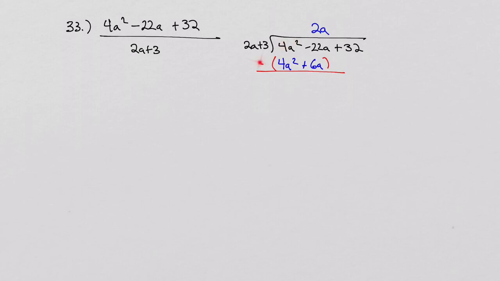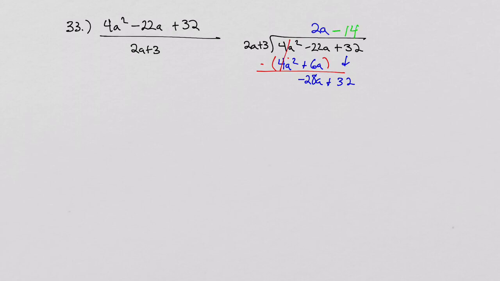So 4a squared minus 4a squared, those are going to cancel, and that's by design. Then we've got a negative 22a minus a positive 6a, so that's negative 22a minus 6a, which gives us negative 28a. And then we've got to make sure we bring down the plus 32. So now we have to ask ourselves, how many times does 2a go into negative 28a? And that would be negative 14 times.